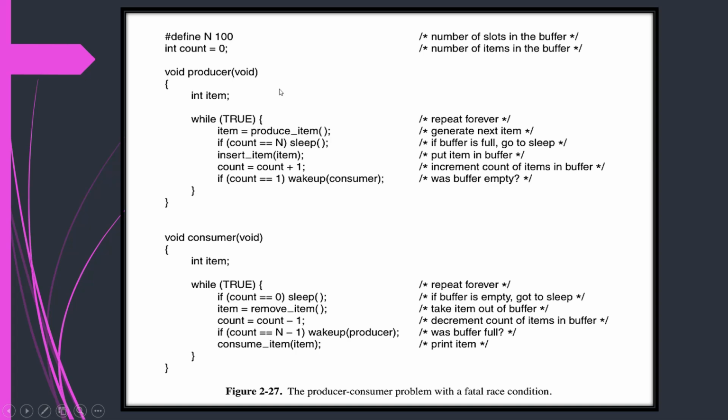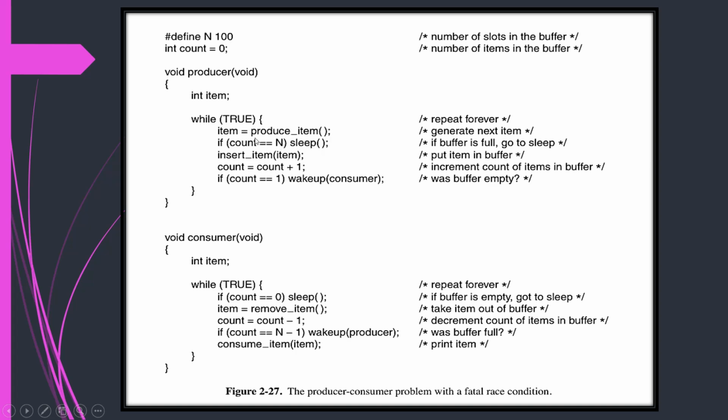This function is going to work as the producer, and this function is going to work as the consumer. At the initial stage, you declare the variable for your item, and then the entire code is inside a while statement, which means it is going to repeat forever. Then produce_item is called because the producer is going to produce some item, we feed the information into this item, and then we check an if condition: if count equal to N, then we put this producer in sleep mode.